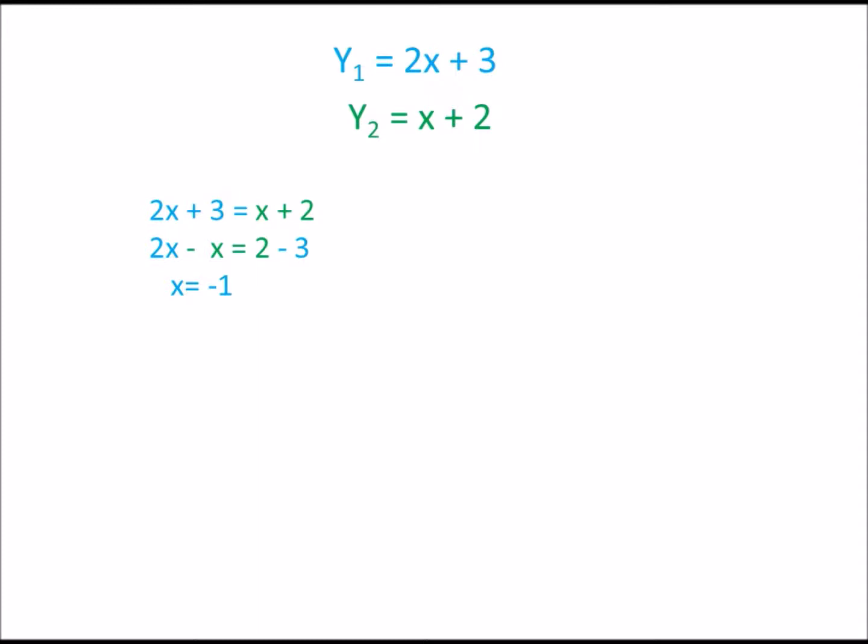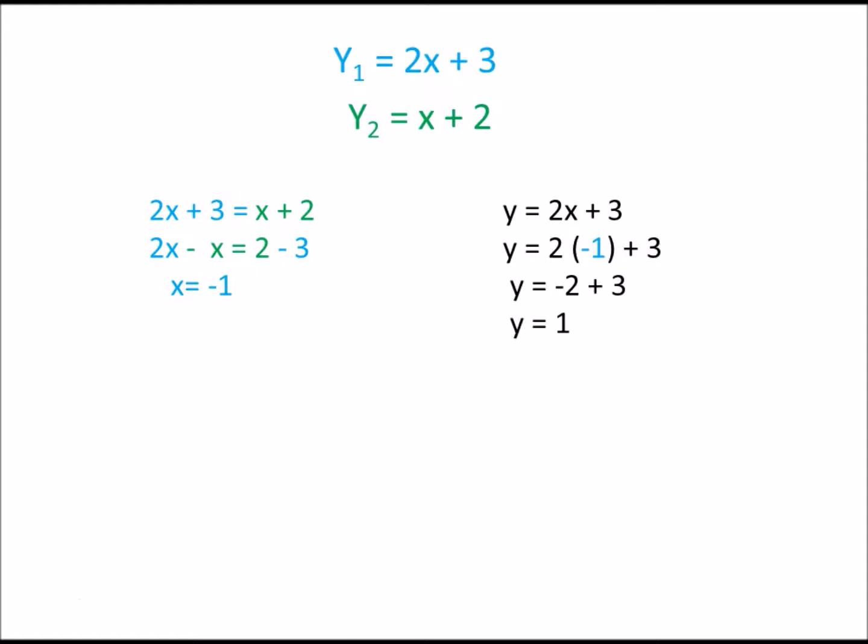Now normally we would stop right here, but what we're looking for is an x value and also a y value. So I'm going to take this x value of negative 1 and substitute it into one of these equations to figure out what the y value is. It doesn't matter if I substitute into the y1 equation or y2 equation, it's supposed to get you the same answer. So I'm going to substitute into the first equation, y equals 2x plus 3. That x equals negative 1 is going to be substituted into that equation right here. It looks something like this: y equals 2 times negative 1 plus 3, which is y equals negative 2 plus 3.